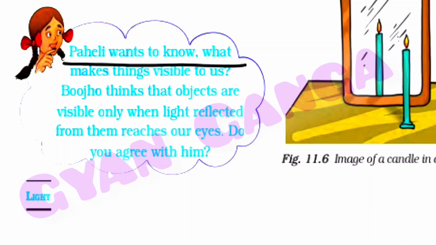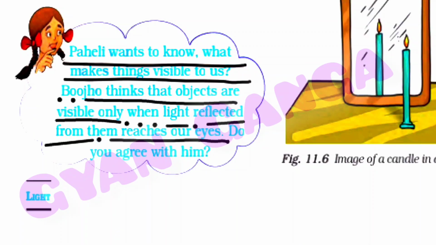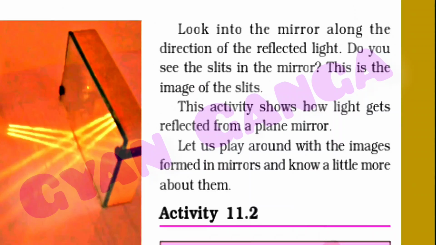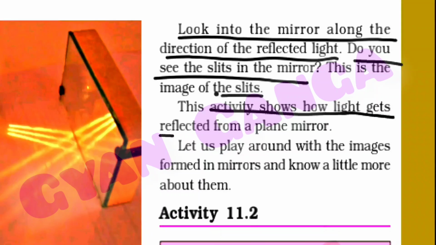Paheli wants to know what makes things visible to us. Boojho thinks that an object is visible only when the light reflected from it reaches our eyes. Do you agree with him? Look into the mirror along the direction of the reflected light. Do you see the slits in the mirror? This is the image of the slits. This activity shows how light gets reflected from a plane mirror.